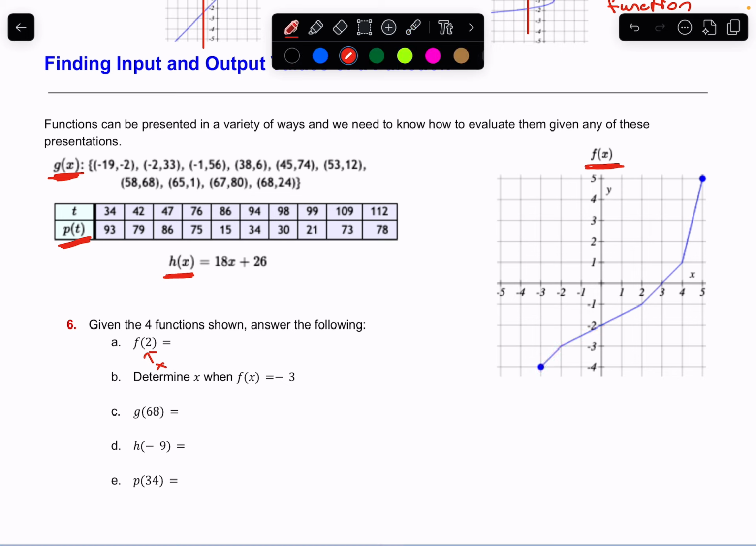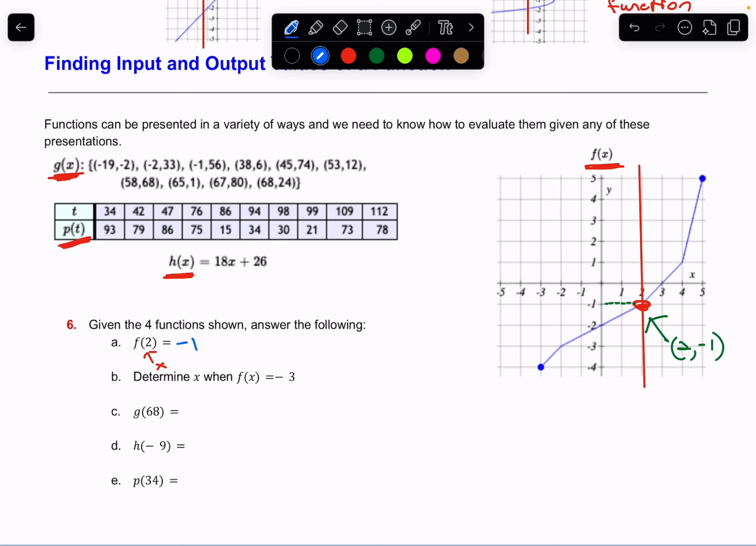So what you can do is draw a vertical line at x equals 2 and see where this vertical line intersects the graph, which is going to be that big red dot I just drew. That big red dot is at x equals 2, y equals -1. The y value is -1 because you trace the dot over to the y-axis there. So f of 2 is the y value of that coordinate. So f of 2 is -1.